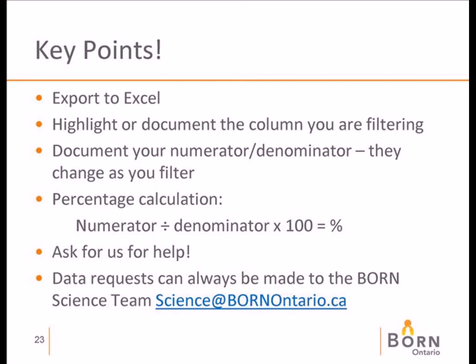They change as you filter down, as you saw. And you need to do the math yourself to get it into percentages, i.e. 75% of our primips with spontaneous labor had epidurals. So we just had to take the numerator, divide by the denominator, and times 100.